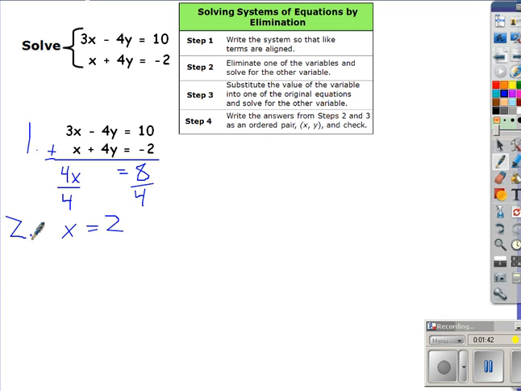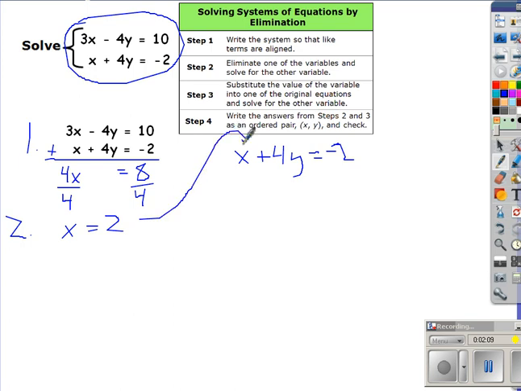Step 3, substitute the value of the variable into one of the original equations and solve for the other variable. So you get to pick one of the 2 original equations. I'm going to pick the second one just because it looks a little bit easier. There's less numbers to worry about. So I've got x plus 4y equals negative 2. Now I know what x is. X equals 2. I just figured that out. So instead of x in this equation, I'm going to go ahead and substitute 2 in for x. So instead of x plus 4y, I'm going to have 2 plus 4y equals negative 2.